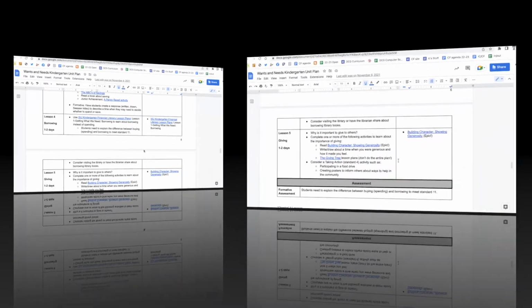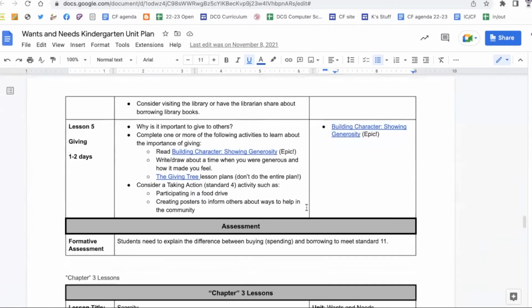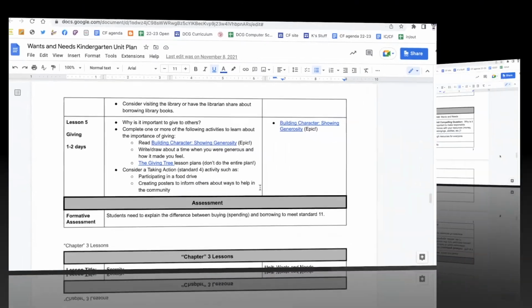the books you want. Lesson 5 focuses on giving and considering why it is important to give to others. There are a few suggestions for activities to learn about the importance of giving. You could also consider a taking action activity, which would help meet Standard 4, such as participating in a food drive or creating posters to help others learn about ways to help in the community. The formative for this chapter is for students to explain the difference between buying and borrowing, which is in Lesson 4, and it helps us meet Standard 11.